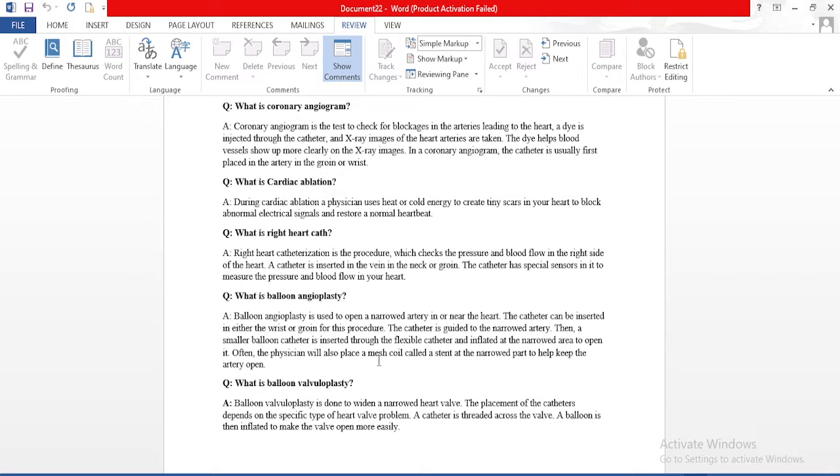So coronary angiogram is the test to check for blockages in the arteries leading to the heart. Here a dye is injected through the catheter and X-ray images of the heart arteries are taken. Heart arteries usually means coronary arteries only. So the dye helps blood vessels show up more clearly on the X-ray images. In a coronary angiogram, the catheter is usually first placed in the artery in the groin area or wrist area.